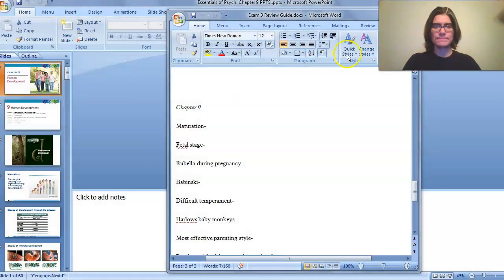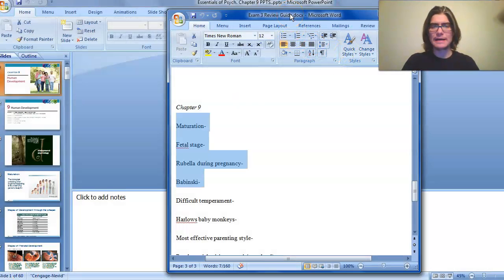And so if we look at it, as I've been doing, if you look at your review guide, we are going to be starting with modules 9.1 and 9.2 today, and there are 4 things from your next exam that are going to be covered. So maturation, fetal stage, rubella during pregnancy, and the Babinski reflex. So let's get right into it.